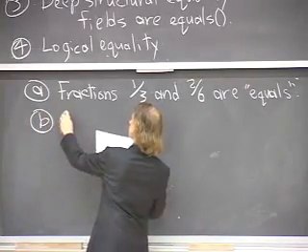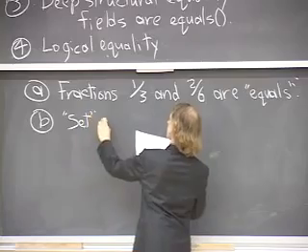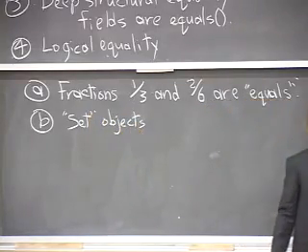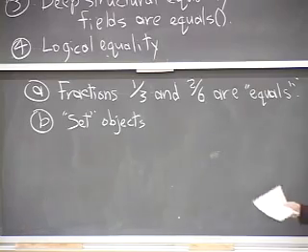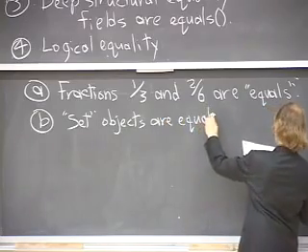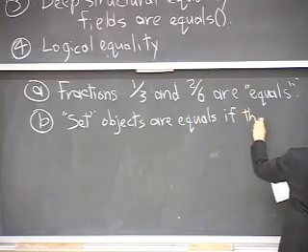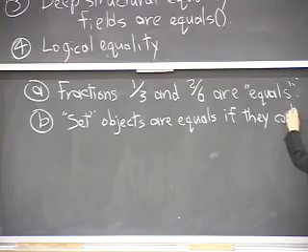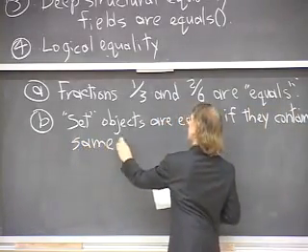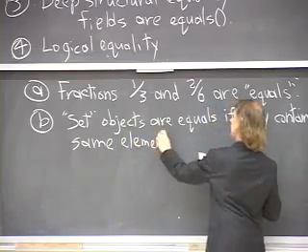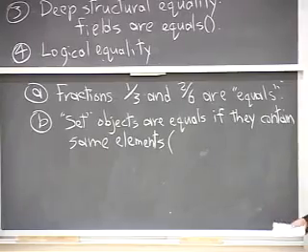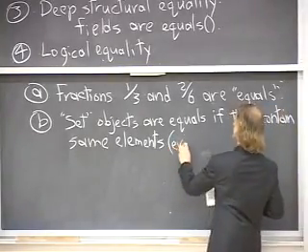A second example is suppose that you have set objects, which are designed to represent a mathematical set. Then two set objects should be equal if they contain the same elements. And it shouldn't matter what order those elements are stored in, because in a set, order is irrelevant.